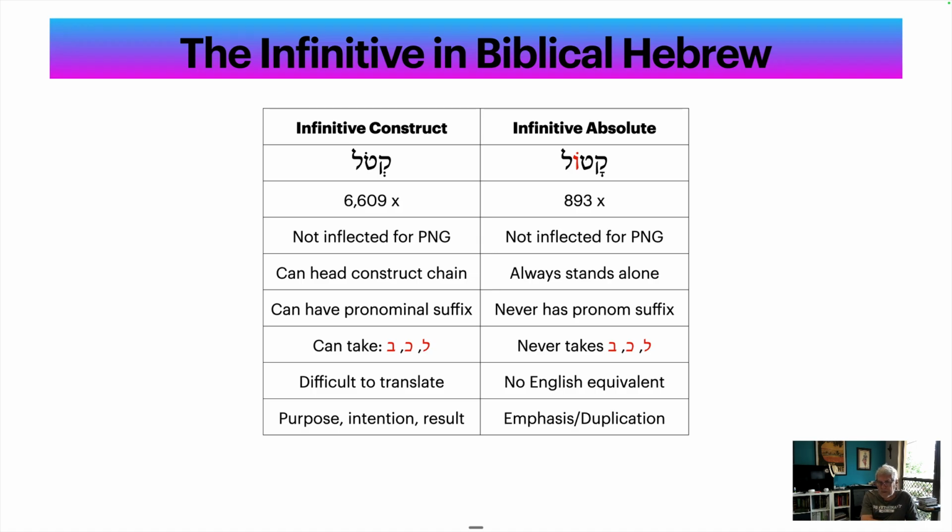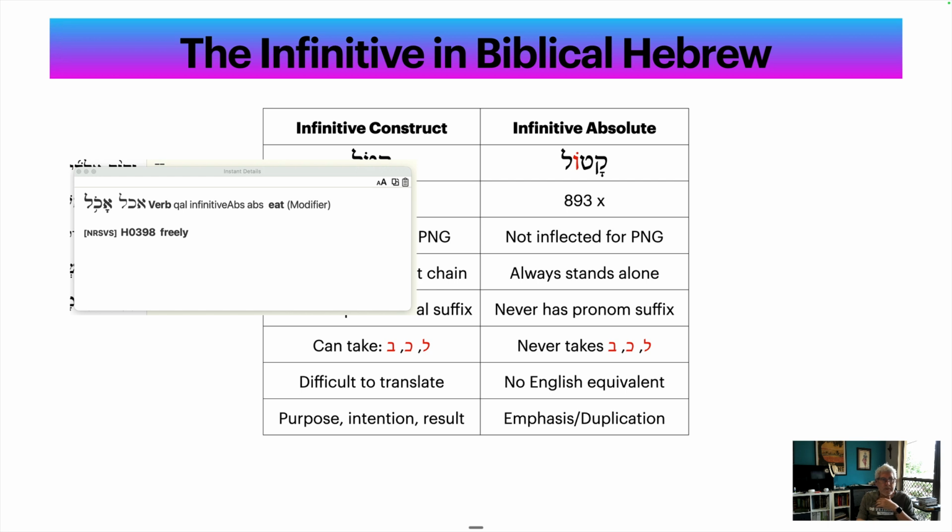There's virtually no equivalent to this in English. It's a form used for emphasis or to stress duplication, and it's just an unusual and distinctive form of the infinitive. So the infinitive construct can be part of larger syntactical phrases, and the infinitive absolute is kind of adding emphasis and reinforcement to the sense of the verb.